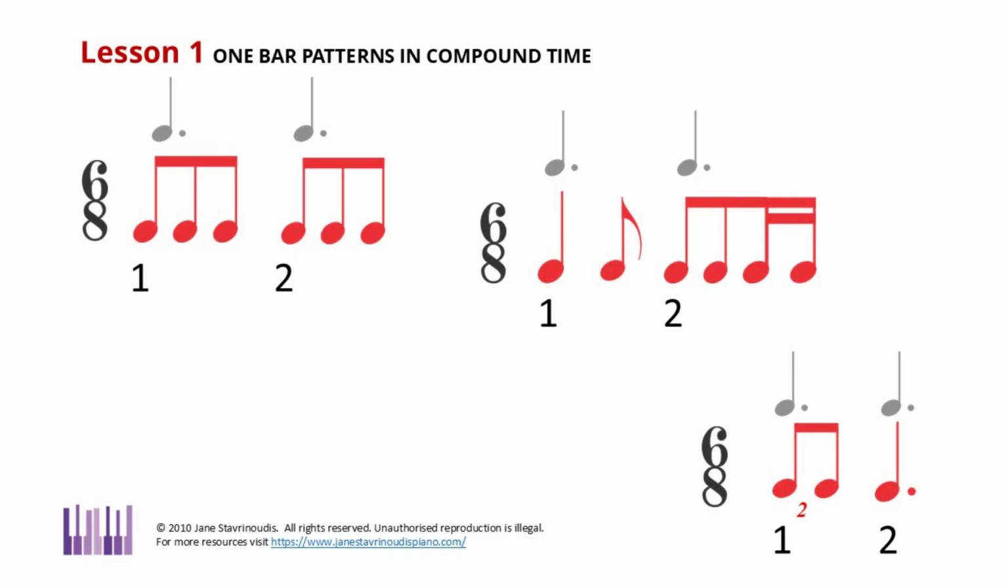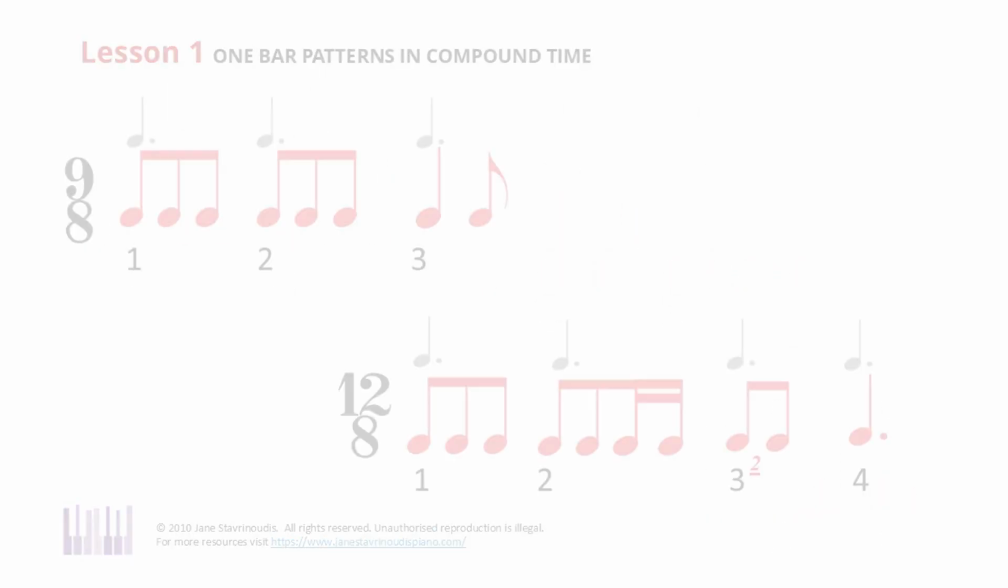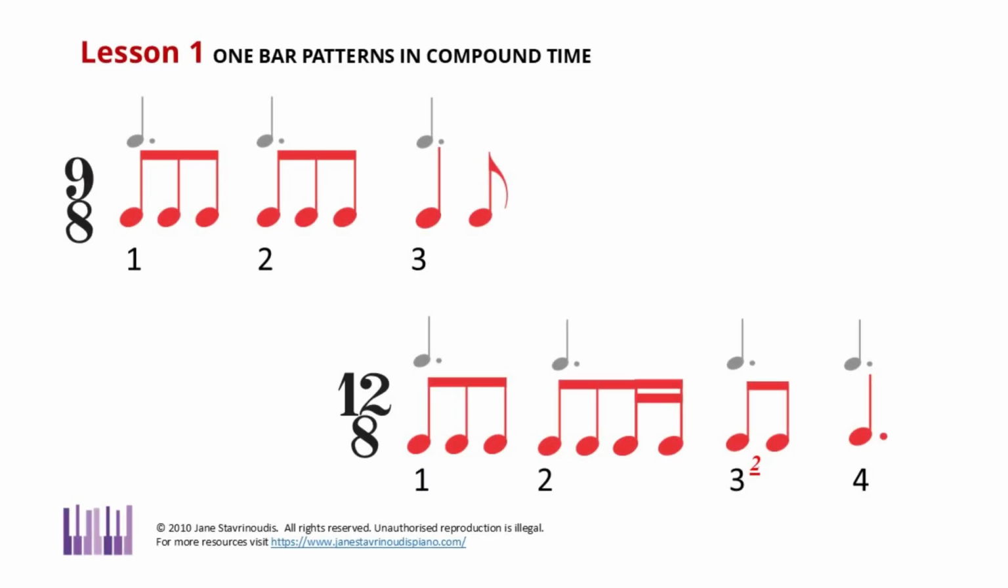Notice how all notes in that bar are grouped in 3 and the number of groups is 2. Also, note that each beat can easily be divided into 3. Here are some examples of rhythms in 9/8 time and 12/8 time. Let's start with 9/8. Notice how all the notes in that bar are grouped in 3 and the number of groups is 3. 1, 2, 3.